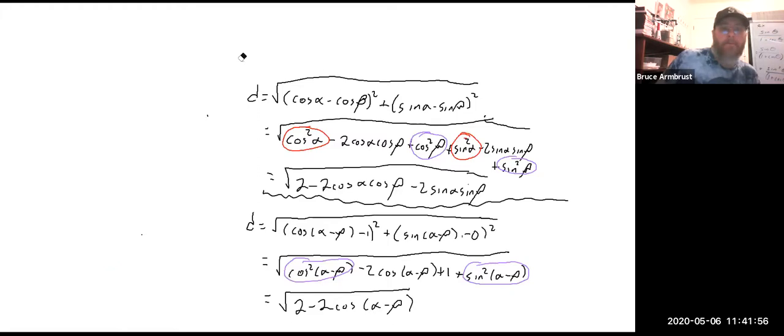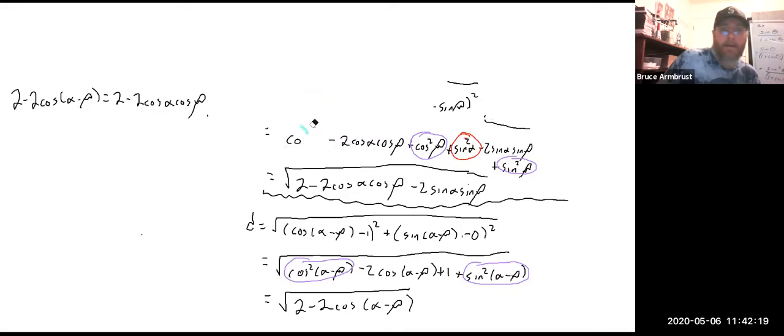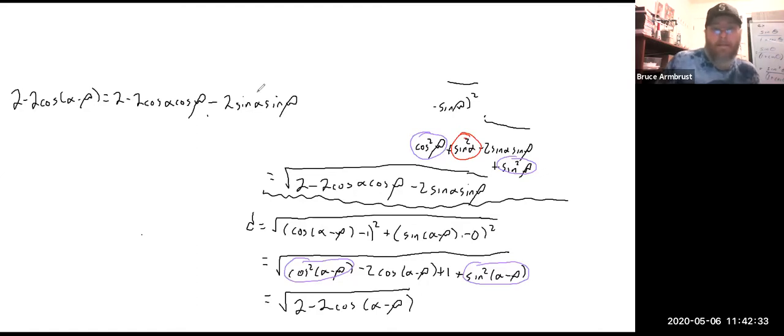All right, so let's do that equation over here. So we now have 2 minus 2 cosine of alpha minus beta equals 2 minus 2 cosine alpha cosine beta. Give me 1 second here, I need to erase a little bit more. And then minus 2 sine alpha sine beta. So that was just coming from equating those two distances.